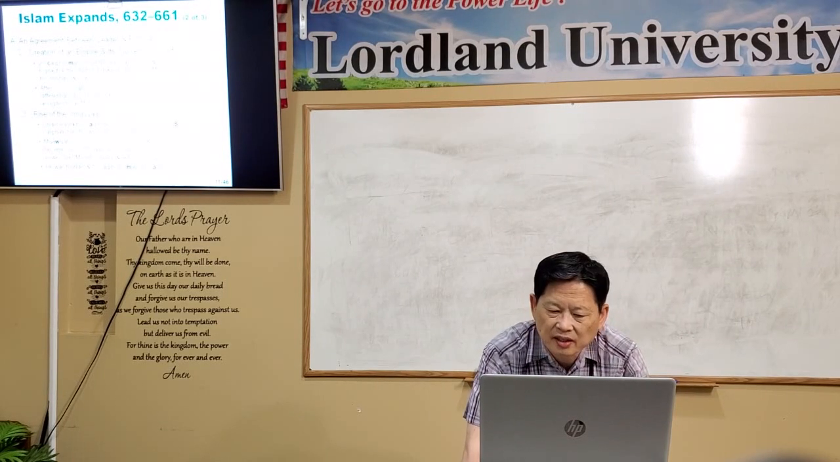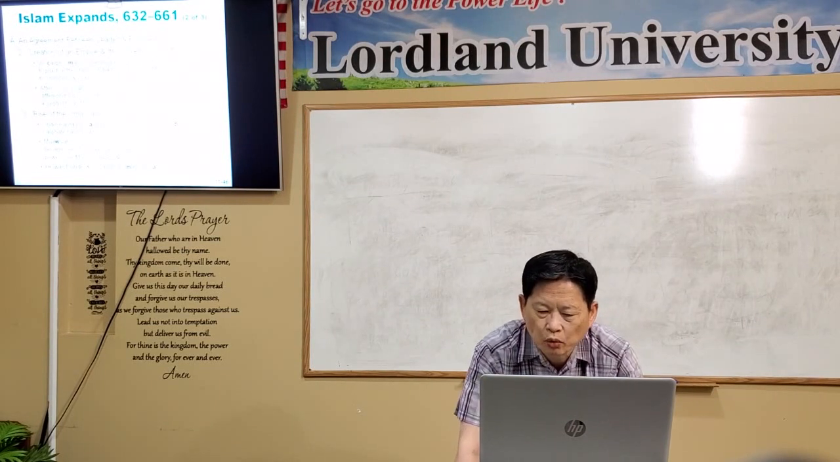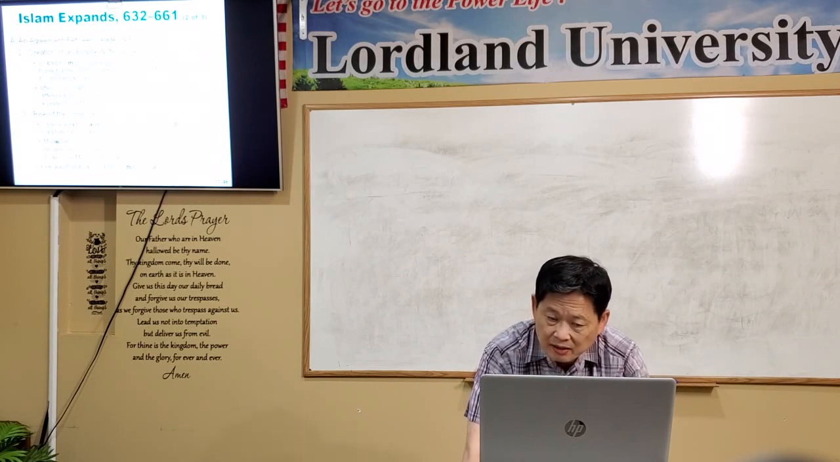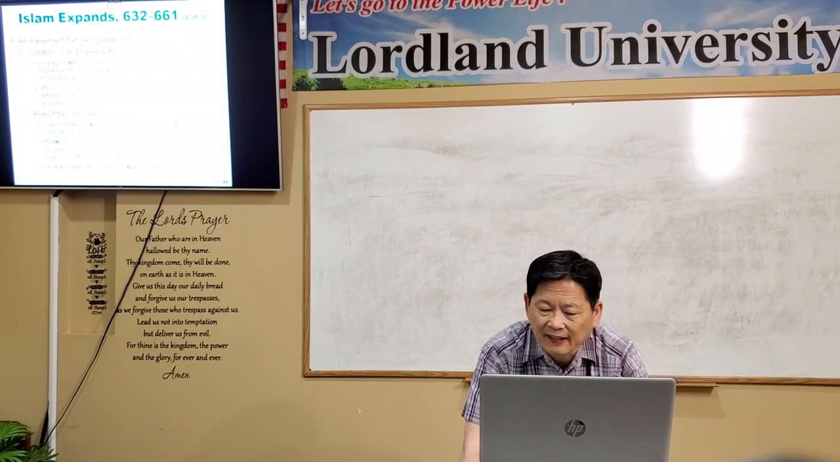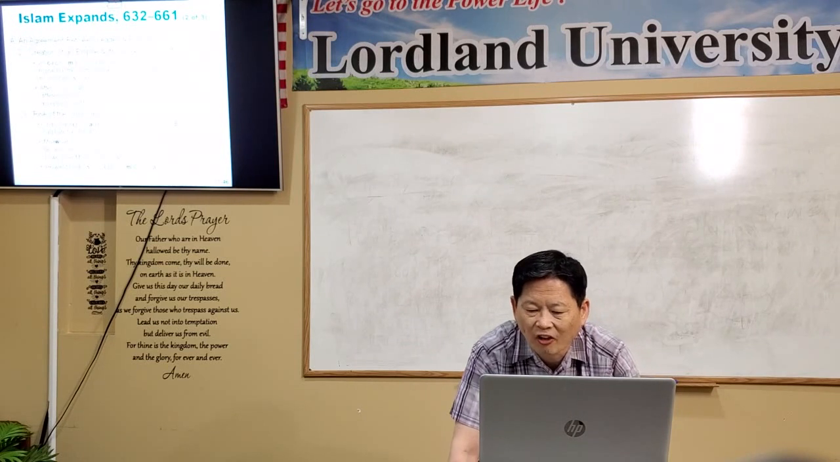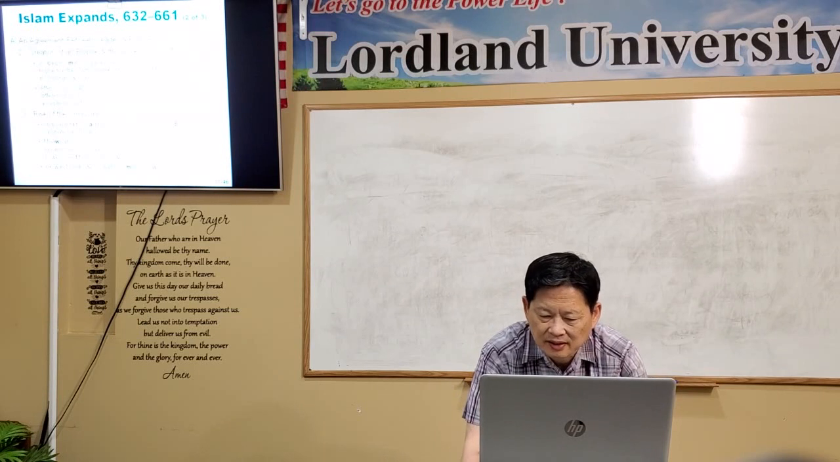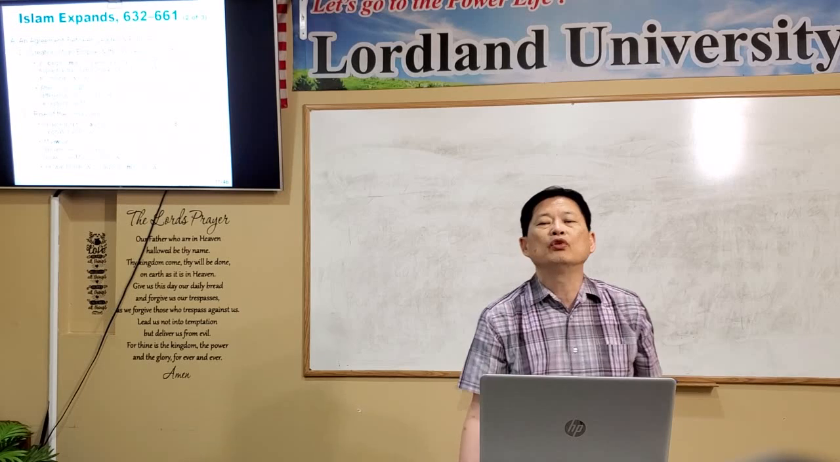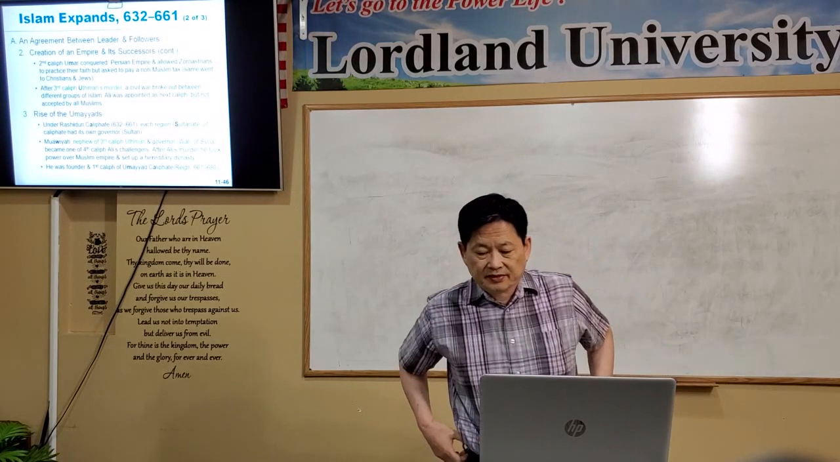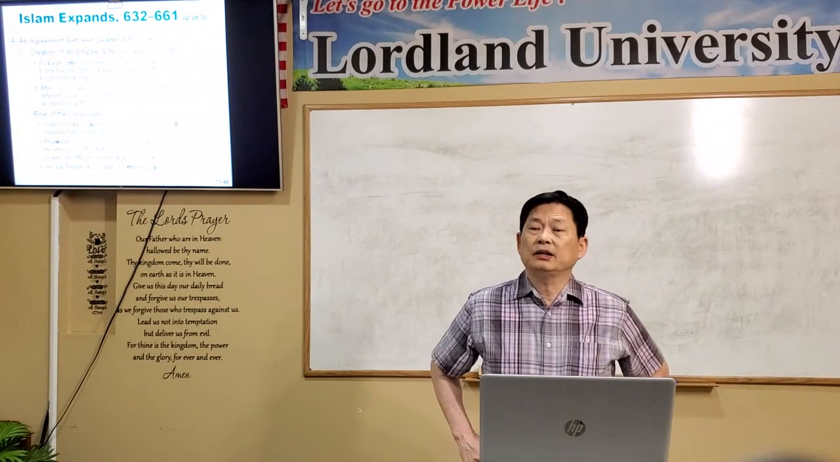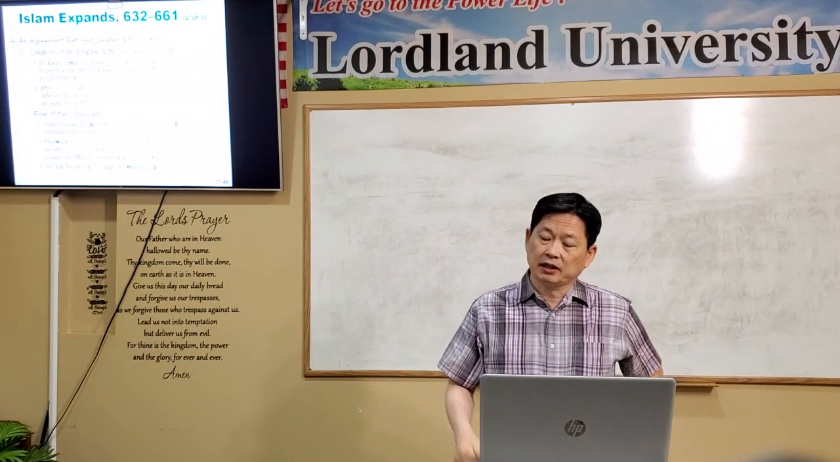After the third Caliph Uthman's murder, a civil war broke out between the different groups of Islam. Ali was appointed as the next Caliph, the fourth Caliph, but was not accepted by all Muslims. Ali was Muhammad's nephew, cousin. Ali was family of Muhammad.